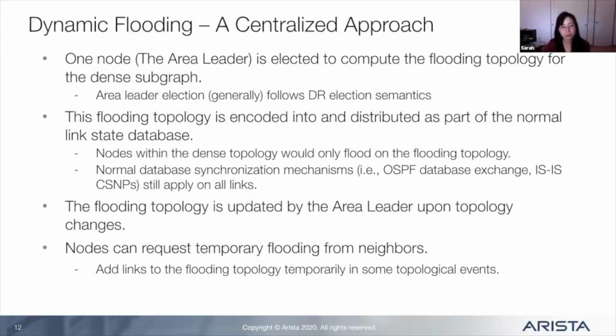When there's a topology change, the area leader can recompute the flooding topology and then redistribute it. Meanwhile, the node can detect such a scenario and request temporary flooding from its neighbors. We also have a mechanism for temporary flooding.